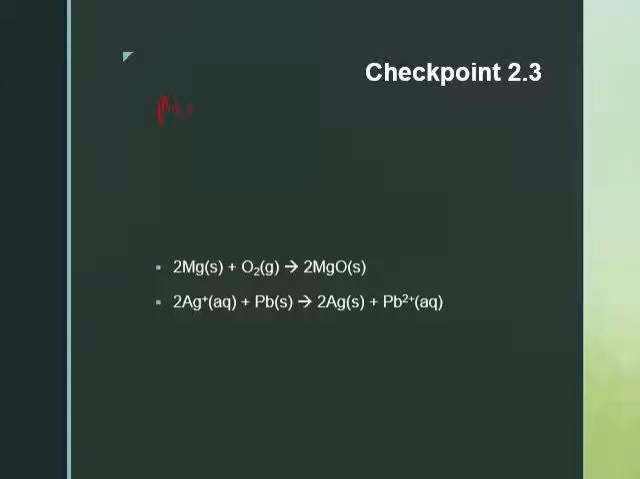So in this case, we have Mg going to Mg2+. So I should put 2 electrons here. Then I've got O2 going to O2-. There are 2 oxygens, so then I need to put the electrons. So the first case is loss of electrons. This is oxidation. The second case is gain of electrons. This is reduction. And the third one is Ag+. This is reduction. And Pb, this is oxidation.